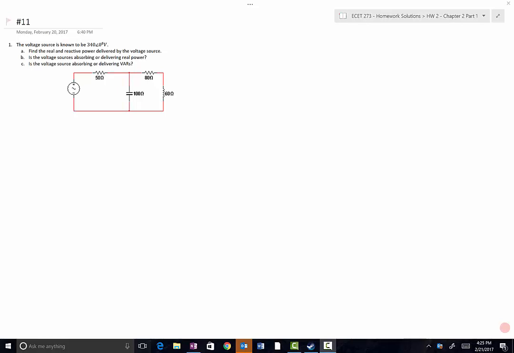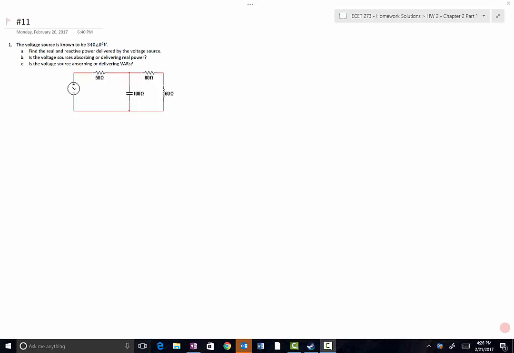Homework solution 2.11. The voltage source is known to be 340 at angle 0 degrees volts. Find the real and reactive power delivered by the voltage source. Is the voltage source absorbing or delivering real power? And is the voltage source absorbing or delivering VARs?